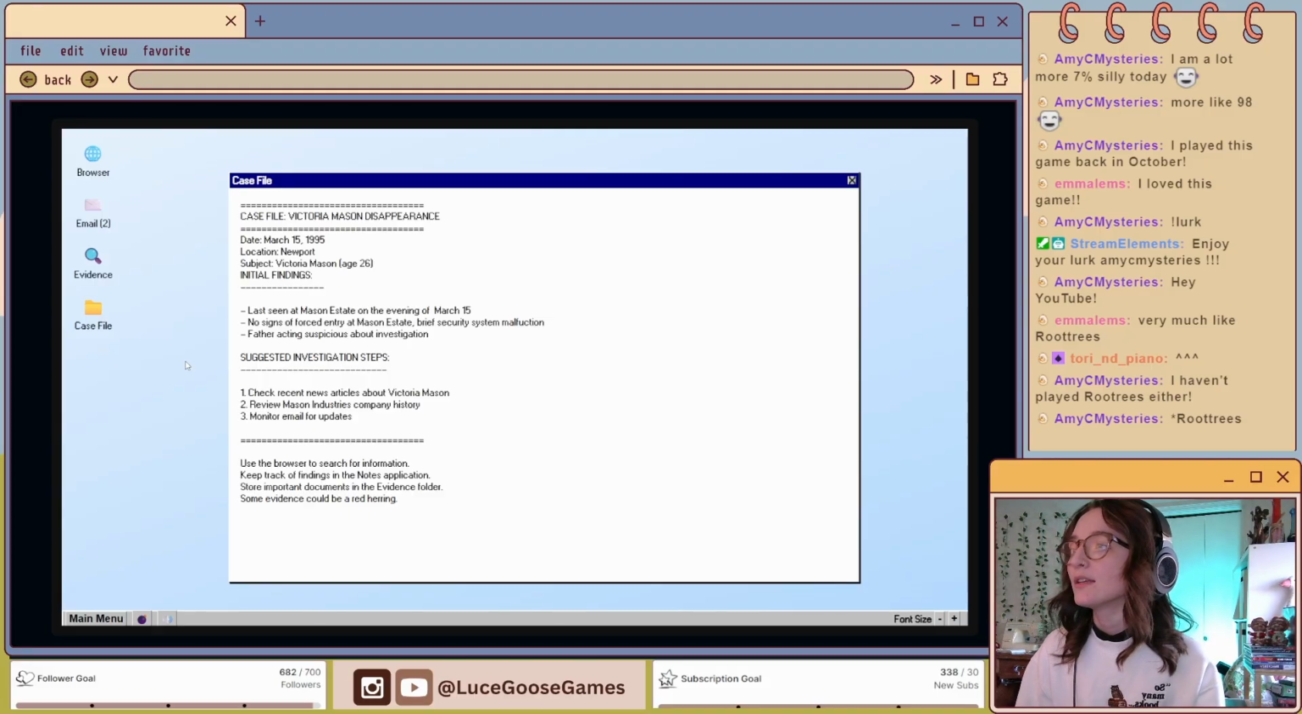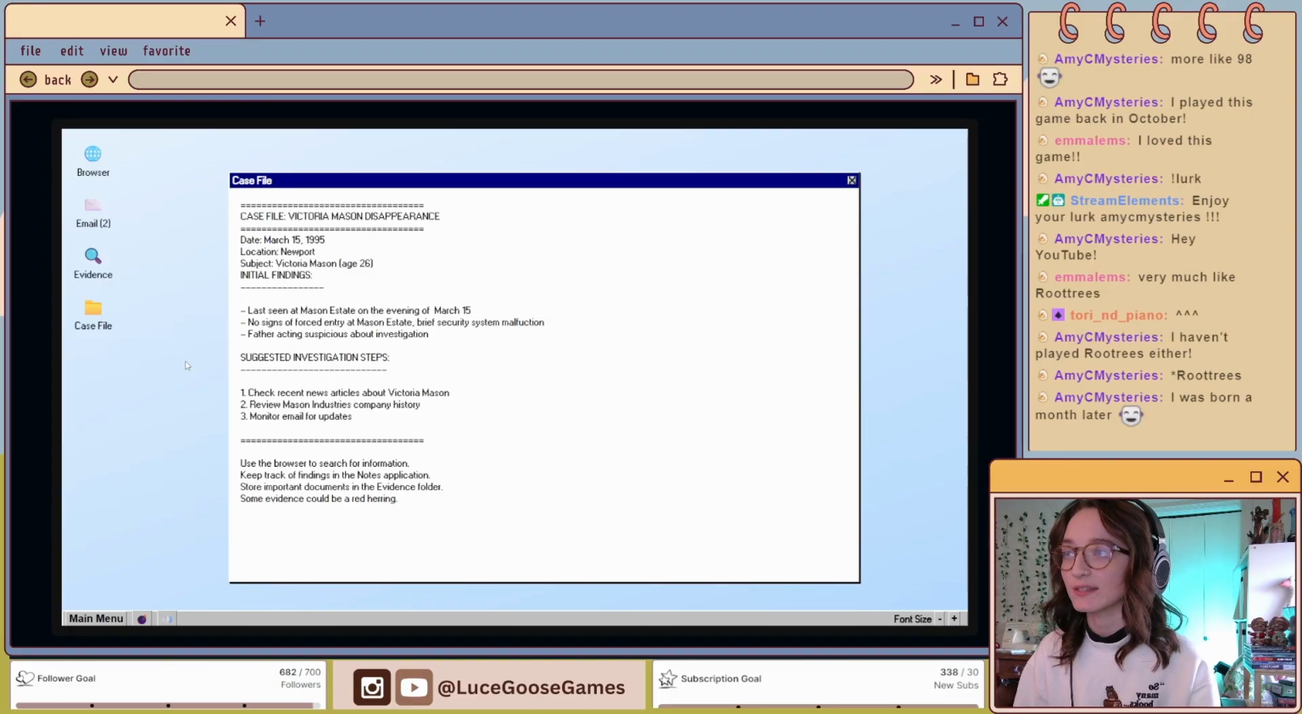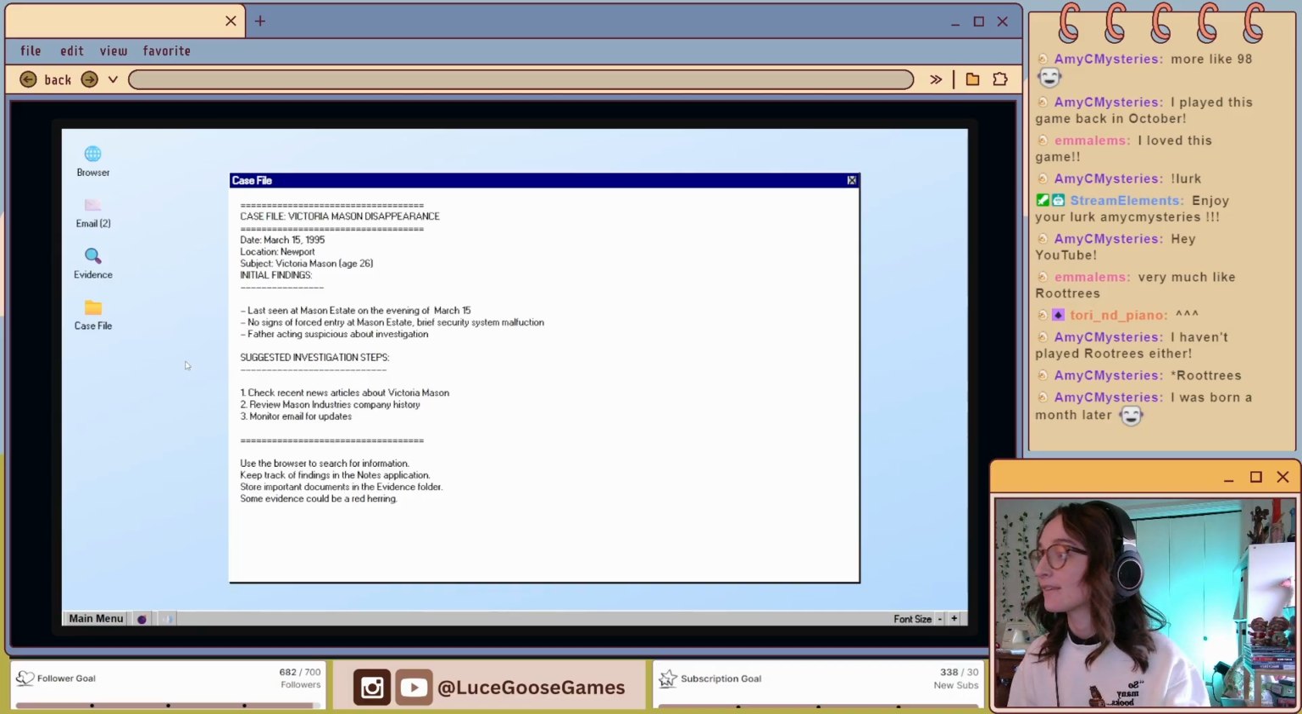Okay. Suggested investigation steps: check recent news article about Victoria Mason. Review Mason Industries company history. Monitor email for updates. Use the browser to search for information. Keep track of findings in the Notes app. Store important documents in the evidence folder. Some evidence could be a red herring. Okie dokie.